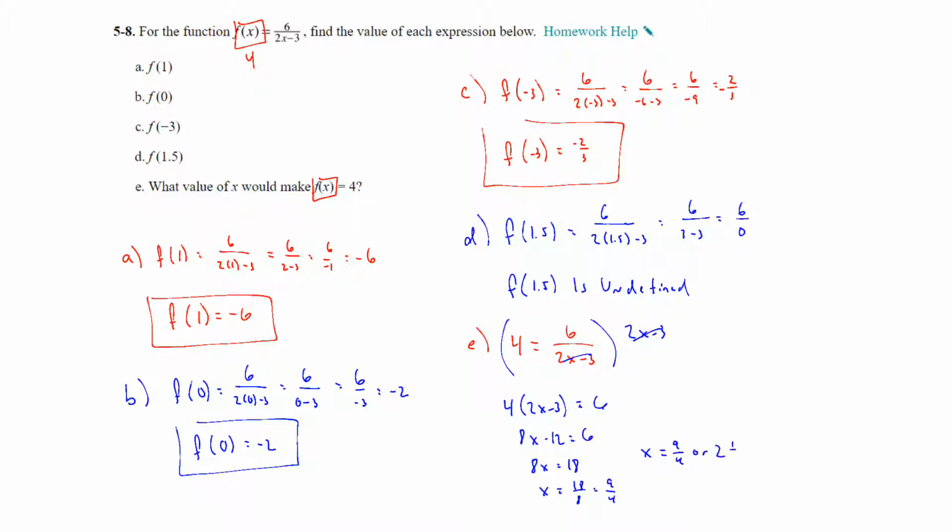You can write it as 2 1/4, or you could go to a decimal on this one because it does terminate. So any of those three would work. And so that's how you figure out what the value of each expression is below. Most of them are asking for the output, but E is different. It's giving you the output, asking for the input.